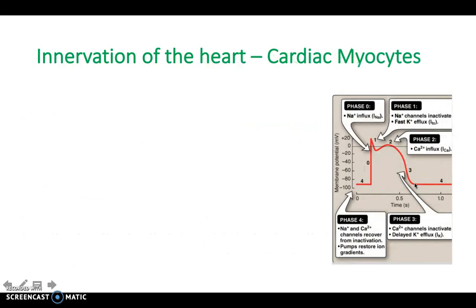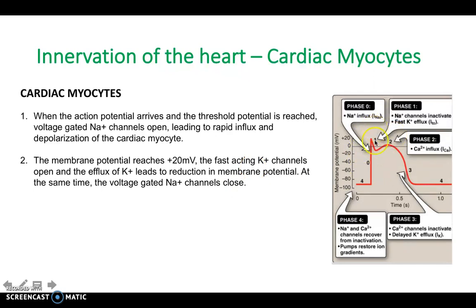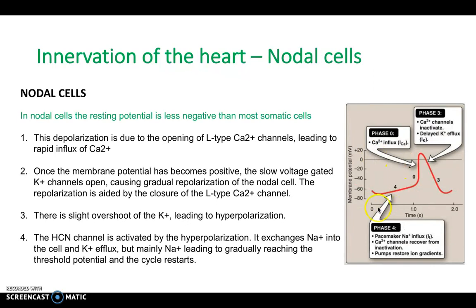On the other hand, you've got cardiac myocytes. So when the action potential arrives and the threshold potential is reached, then the voltage-gated sodium channels open, leading to a rapid influx and depolarization of the cardiac myocyte, which can be seen on stage 0 here. So what's really important about this is this one is sodium dominated, where the other one was calcium dominated. Membrane potential reaches +20, so notice the differences in the numbers. So this is starting at -90 and getting up to +20, whereas in the last one, if we take a look back, we can see it's starting at -70 to get to around +10.